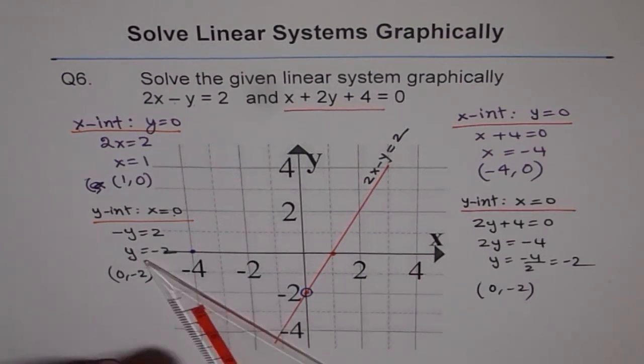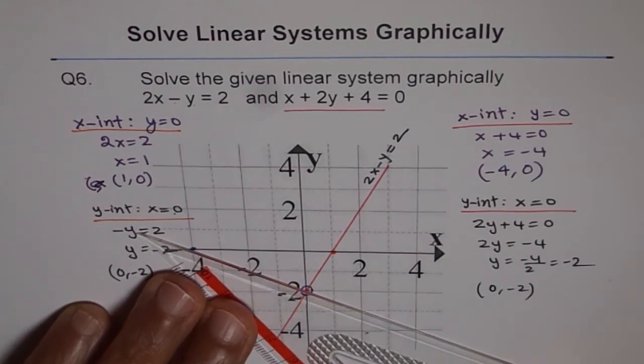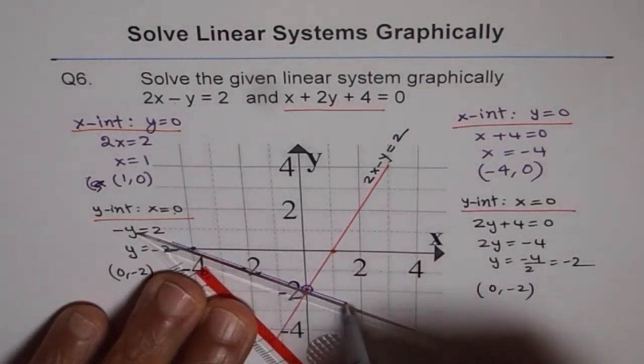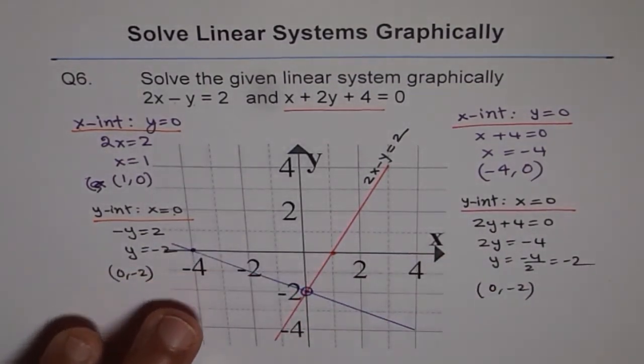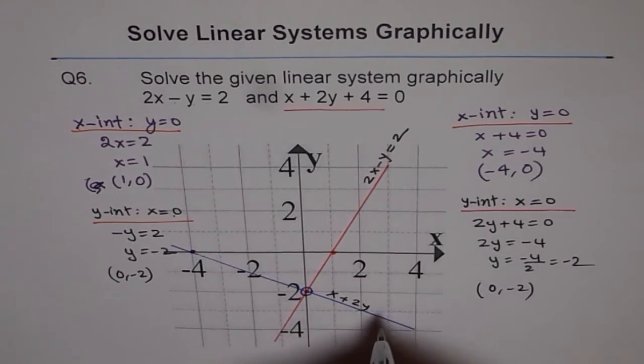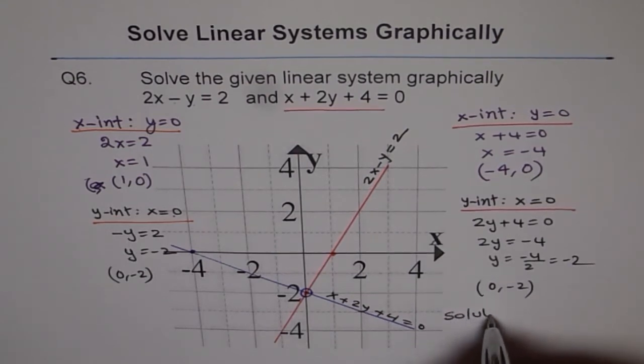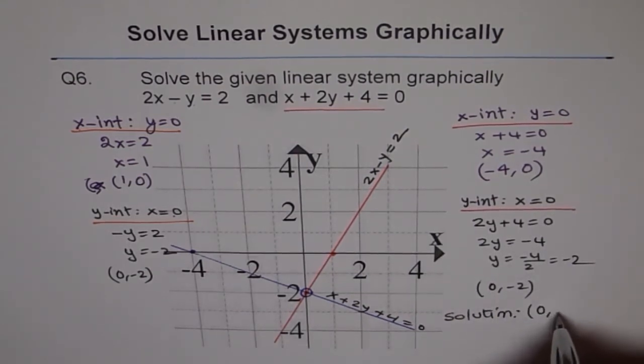That's good. Now that's an accurate answer, right? Since we get it both algebraically and graphically. So I can draw a neat line going through these points, and that's my line, correct? And this is my line x plus 2y plus 4. So let me write here x plus 2y plus 4 equals 0. And the point where they intersect is (0, minus 2). So the solution is (0, minus 2), correct?